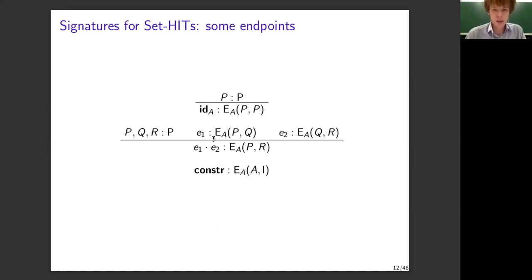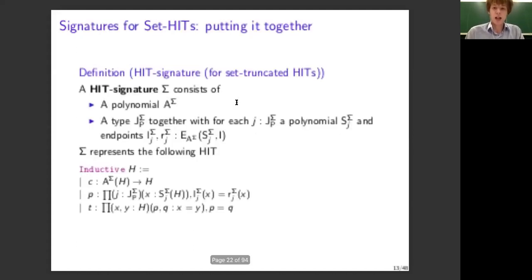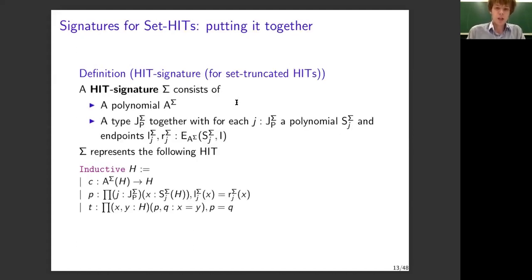But from these 3, you can already see why the T is necessary, because in general, this P won't be equal to I. So if you want to have all constructors like this, you need to allow for arbitrary targets. And for that reason, you also have that T. So Lj, Rj will be path endpoints.